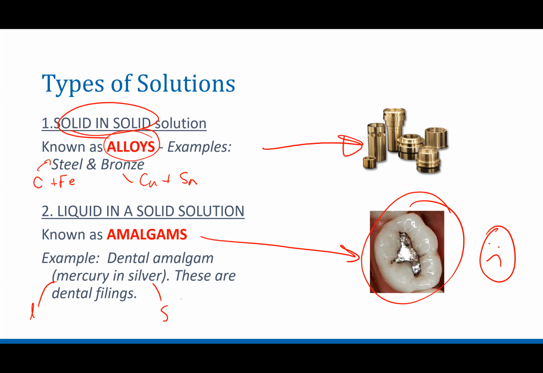I'm not a dentist, but I'm pretty sure now they would use things like resins, like plastic tooth-colored resins, or ceramics. You don't see a lot of mercury and silver fillings anymore.